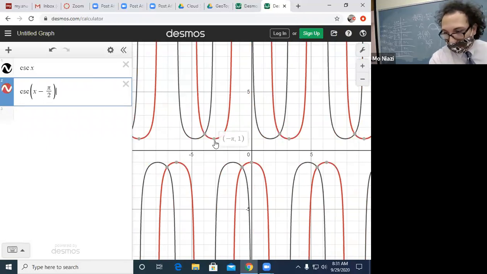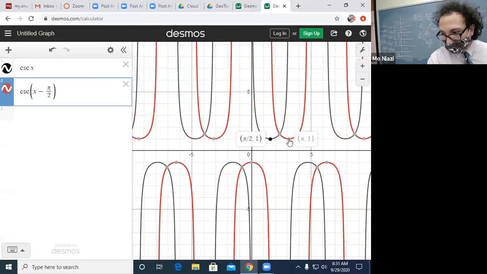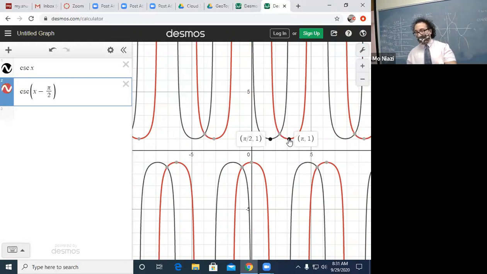Let's see what happens here. Here was our original cosecant. What happened when we do a horizontal shift by pi over 2? Take a look. The pi over 2 now moves over to pi because the horizontal shift shifts everything by pi over 2. And so pi over 2 plus pi over 2 equals pi. Does that make sense?